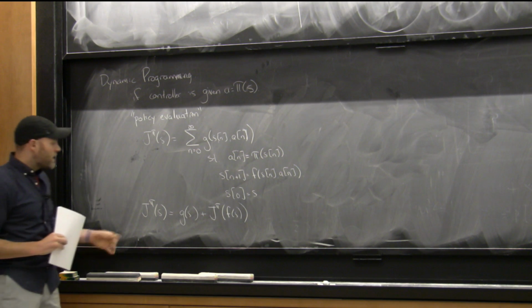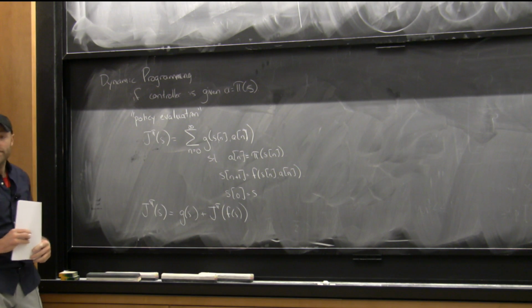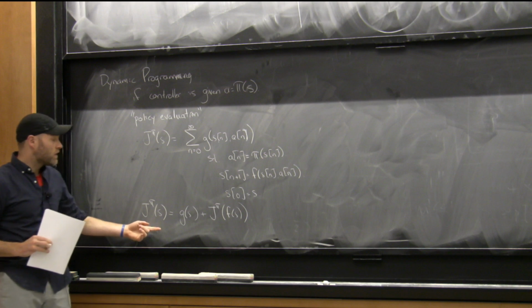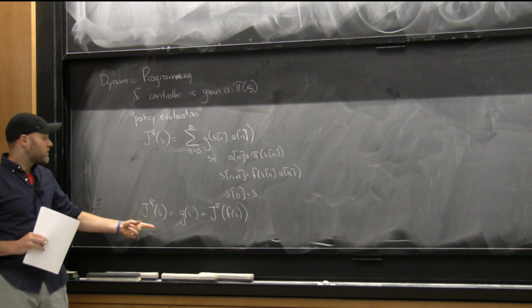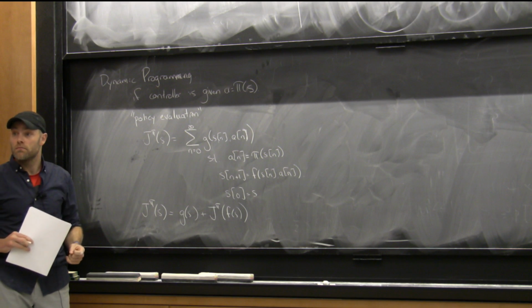Okay? If I can solve this equation for J, or if I can find a J that satisfies this equation, then I've understood the cost to go of executing policy pi from state S. Right?